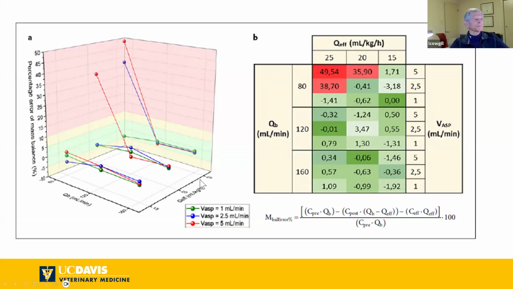What I was expecting too is that it would impact the slower blood flows, like 80 mils per minute, more than 120 or 160. That kind of makes sense. What I was not expecting is that it actually impacts the high effluent flows more than the slow effluent flows.